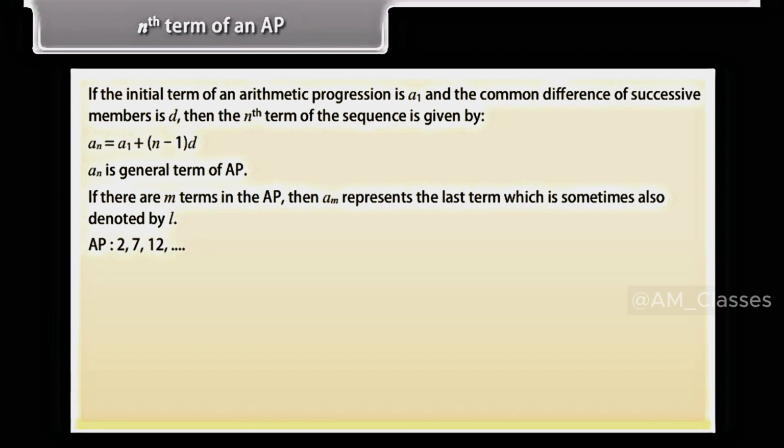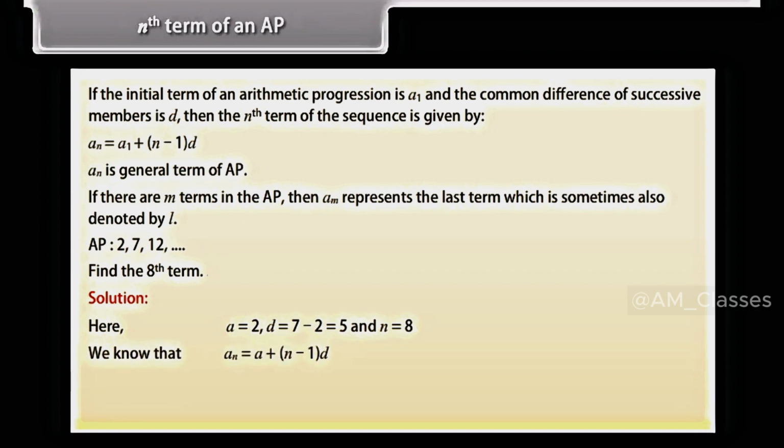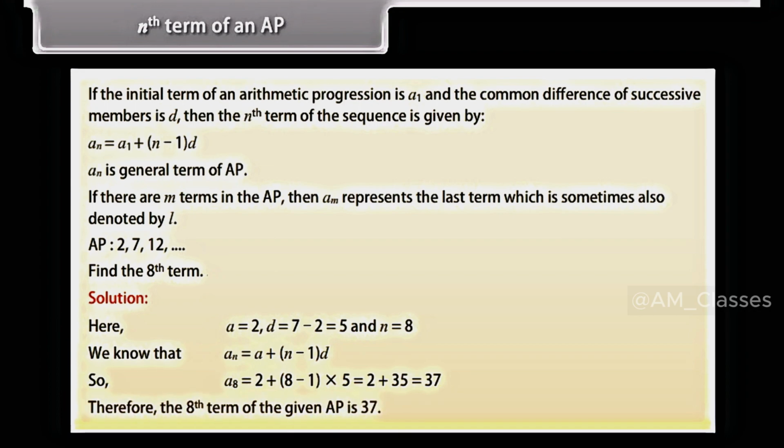Now by using the formula of nth term, let's find the 8th term of the given AP. Here a is equal to 2, d is equal to 7 minus 2, which is 5, and n is equal to 8. We know that an is equal to a plus (n minus 1) d. So, a8 is equal to 2 plus (8 minus 1) into 5, which is equal to 2 plus 35, which equals 37. Therefore, the 8th term of the given AP is 37.